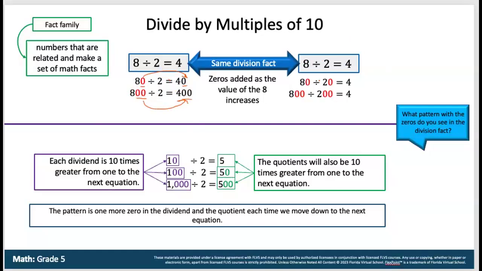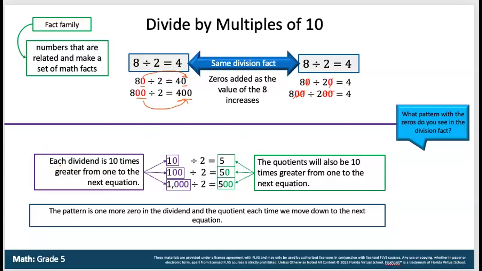Same thing is true over here. That means if I have 80 divided by 20, because there's a 0 in 20 and a 0 in 80, which means it's to the power of 10, I can really cross those off. So really it's like saying 8 divided by 2 is 4. Same thing here. So I know 800 divided by 200 is 4.